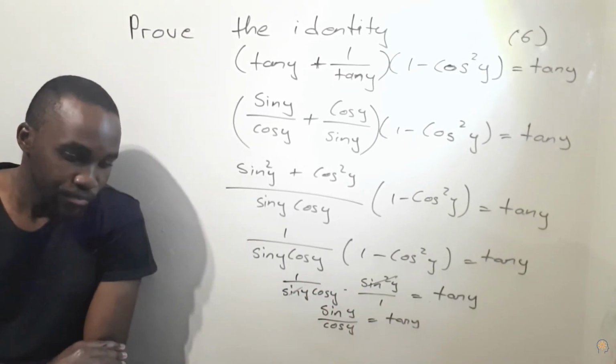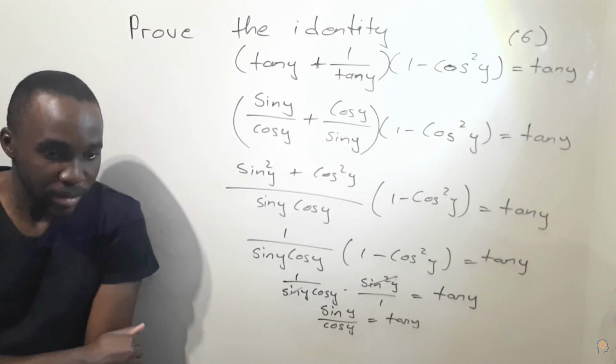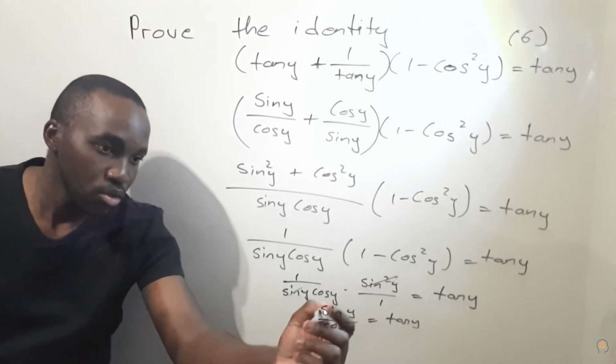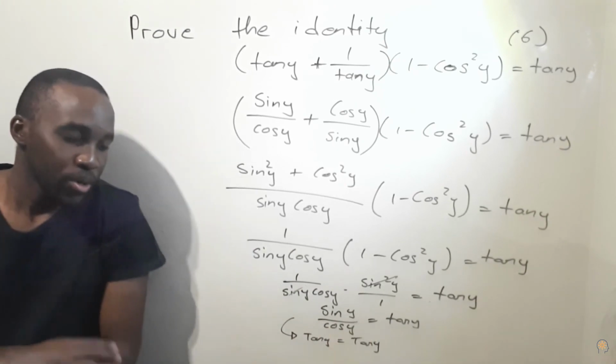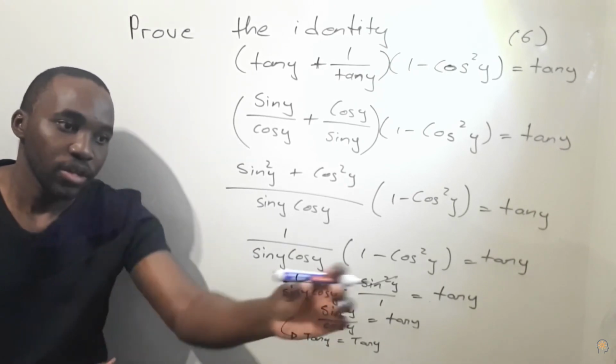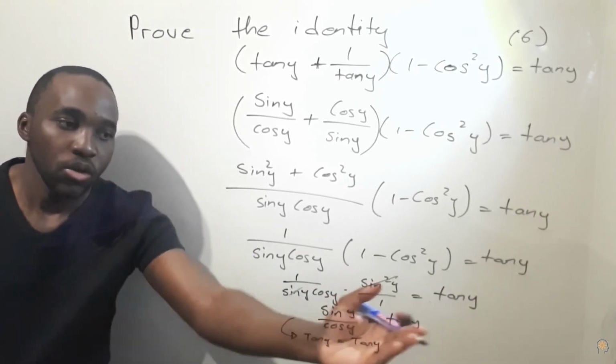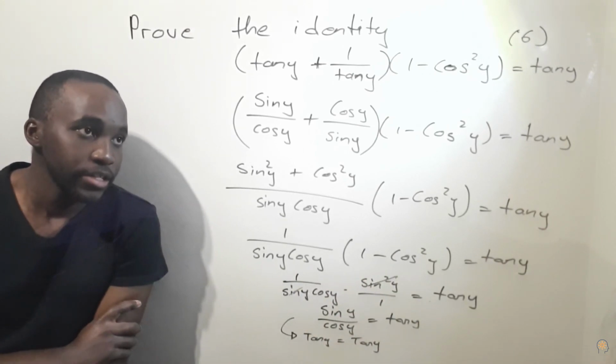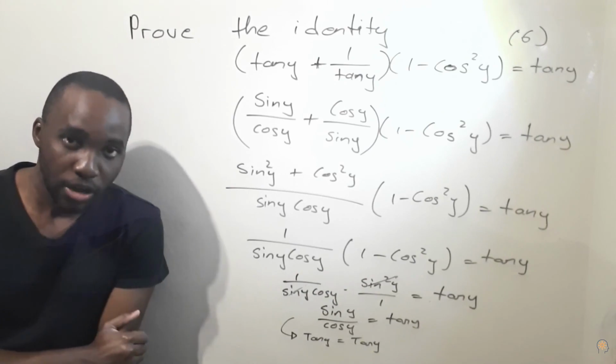sine y over cos y. And we do know that sine y over cos y is equal to tan y. So here, you will be done, because sine y over cos y is equal to tan y, which is basically equal to the right hand side. So in terms of proving your identity, this will be good enough.